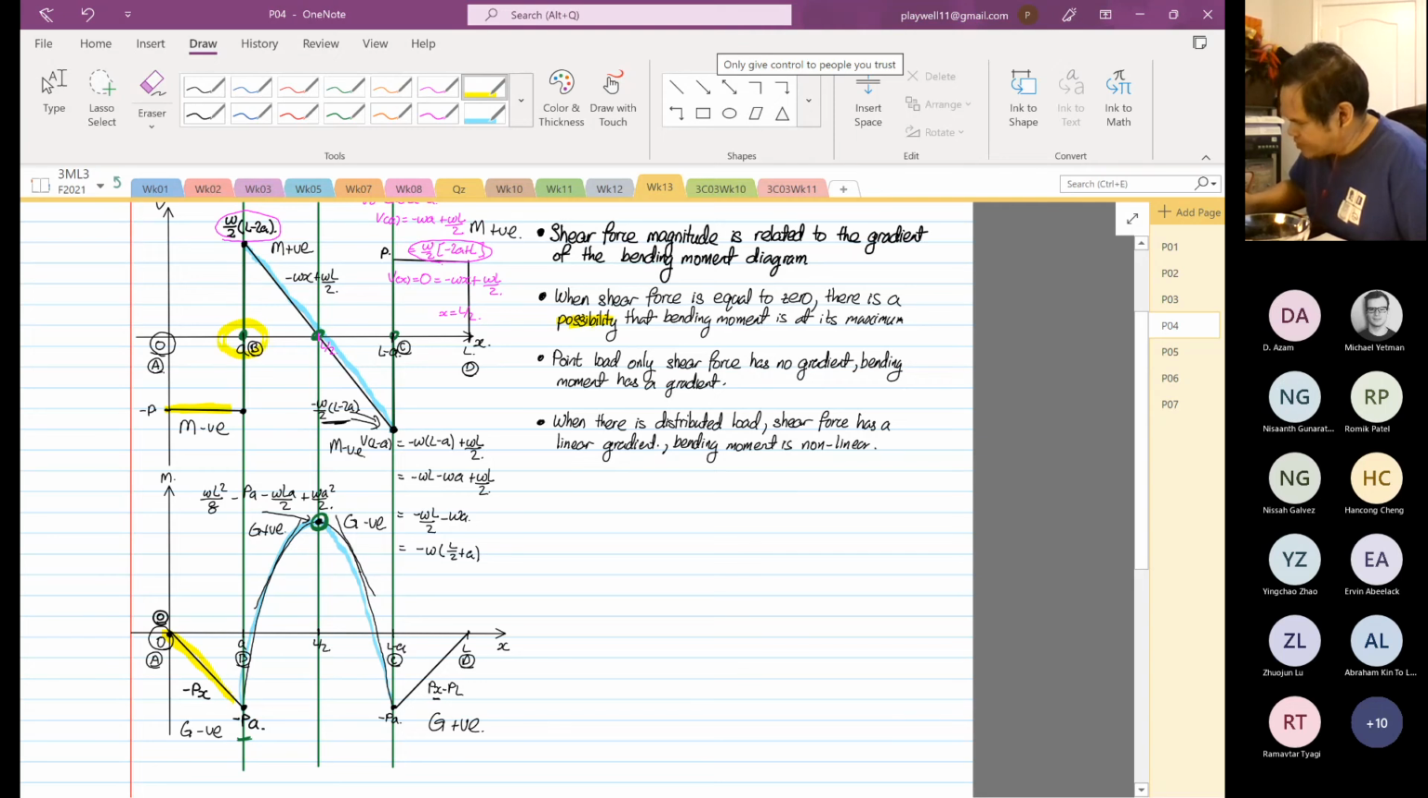Why point B? Because there's a possibility that it has very high shear force. Or it can fail at L over 2 because it has the highest bending moment, though shear force is equal to 0 there. So we have to check which is higher.